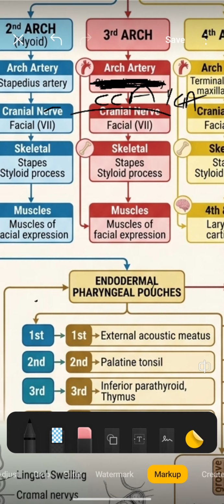Cranial nerve derivative is the glossopharyngeal nerve. This is also wrong. Glossopharyngeal nerve, the ninth nerve, is derived from it.